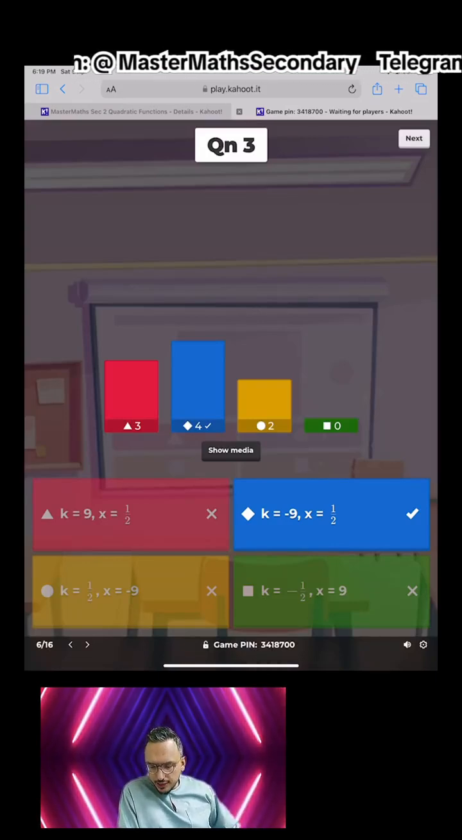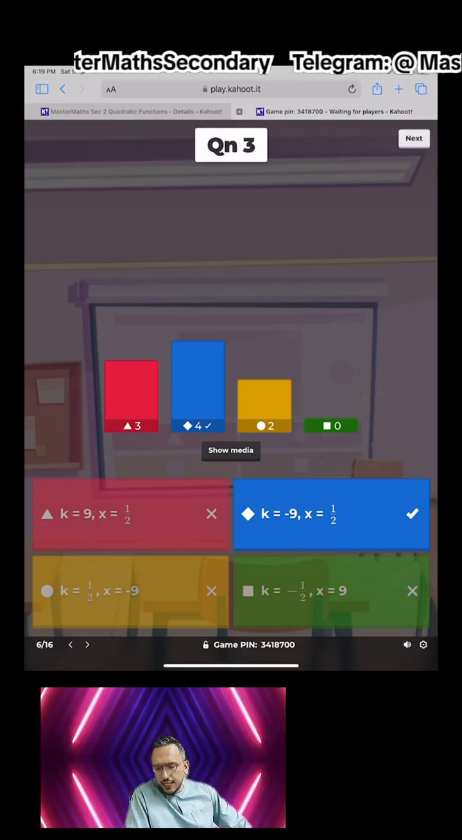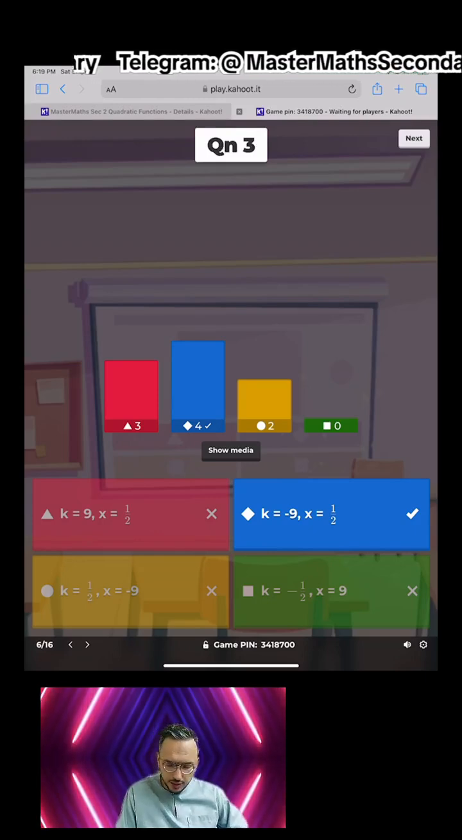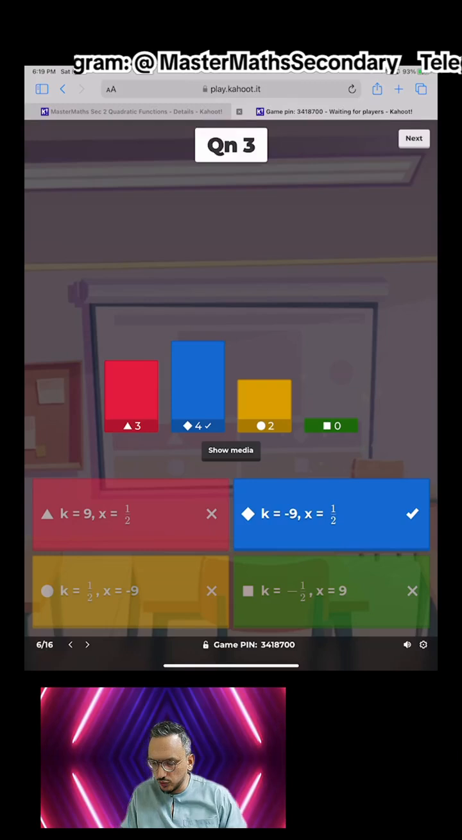Okay, so the answer is k equals negative 9, x equals half.